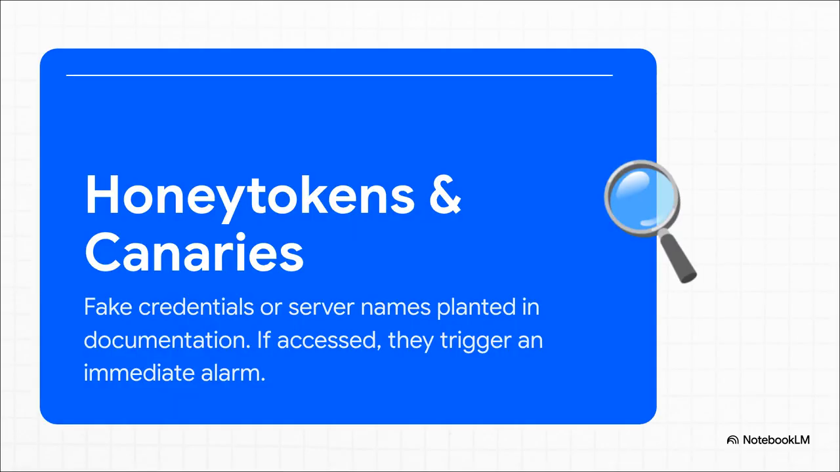And here is a really clever, really proactive technique you can use. Honey tokens and canaries. The idea is actually pretty simple. You plant fake stuff, fake passwords, fake server names, inside your real documents. This stuff looks totally real, but it has no business being used. So if an attacker ever tries to use one of these fakes, bang, an alarm goes off instantly. It's like a digital tripwire that tells you there's an intruder poking around.